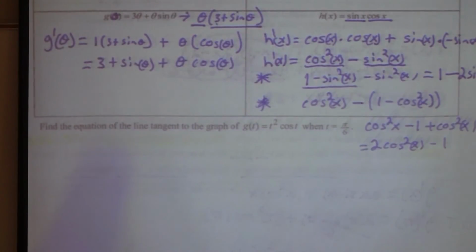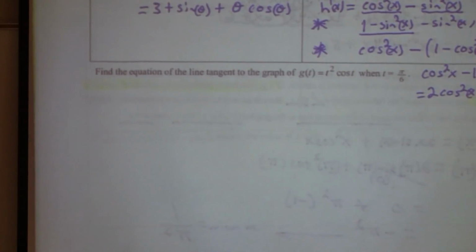Alright. Let's try another one. What is this one asking for? The equation of the tangent line? Actually, this one's kind of messy. I don't know if I should even do it with you guys.